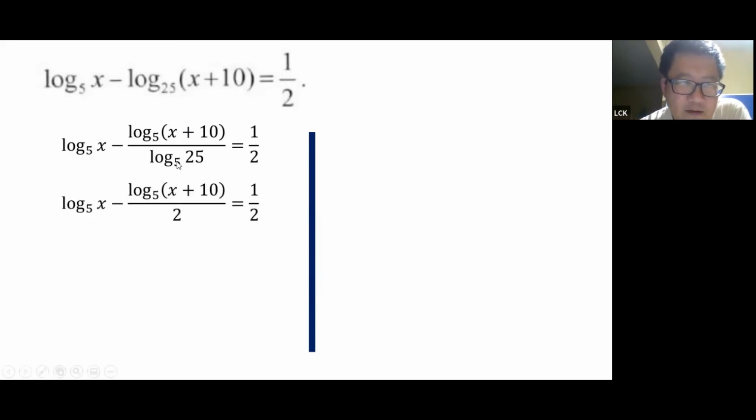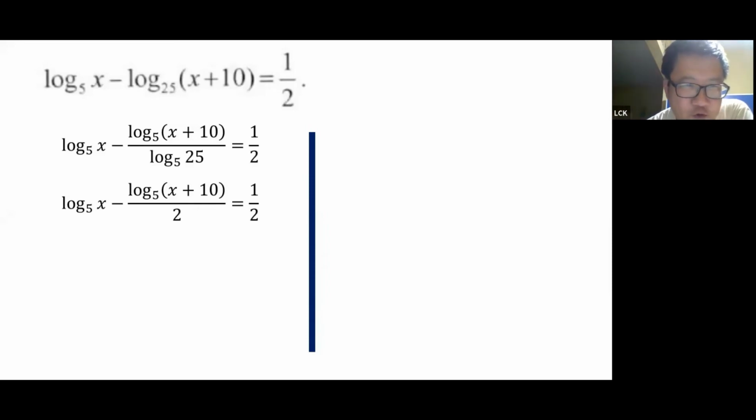All right, so once I've done that, log base 5 of 25 is simply 2, because 25 is 5 to the power of 2. Now what do you do here? Now you have this and then minus that over 2 equals to 1 over 2. Now the thing that begs to be done here is to multiply throughout by 2. And you multiply throughout by 2 so that you can get rid of 2 at the bottom.